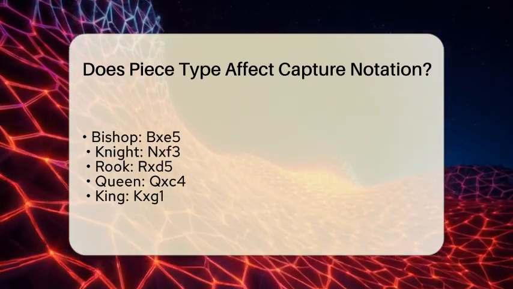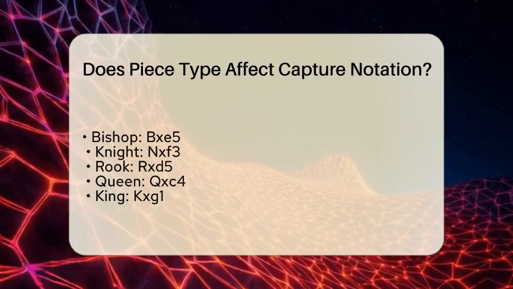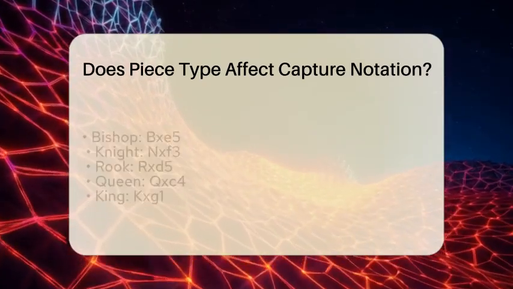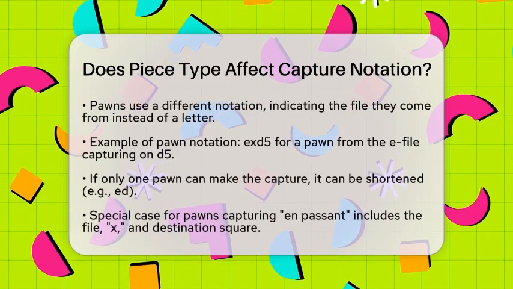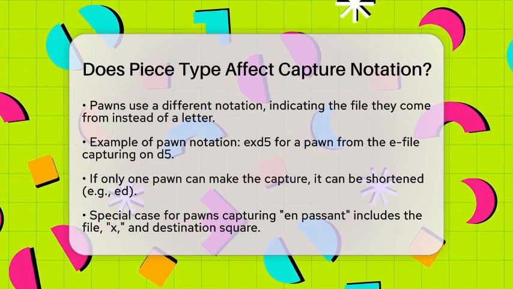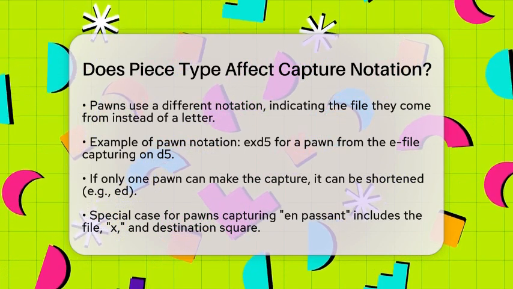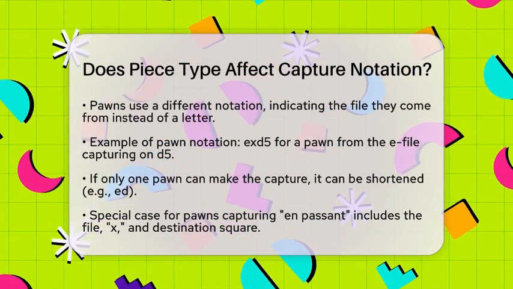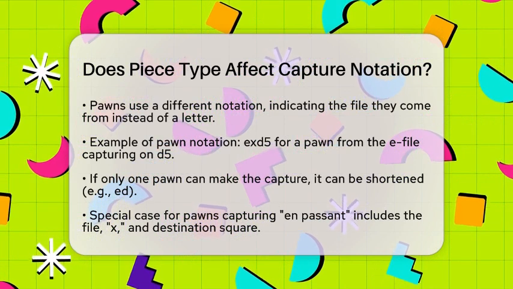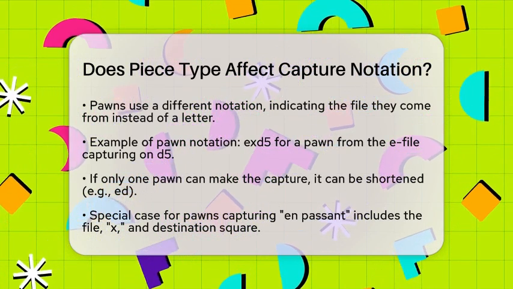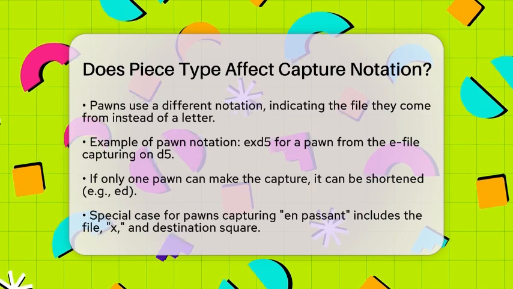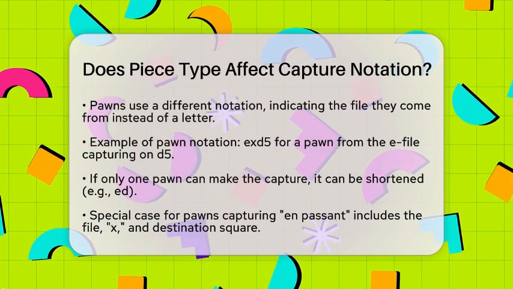Now pawns are a little different. Instead of using a letter for the pawn, we indicate the file it came from. For instance, if a pawn from the e-file captures a piece on d5, we write it as x5. If it's clear which pawn is capturing, we can shorten it to just ed. This unique notation helps avoid confusion, especially when there are multiple pawns that could make the same capture.